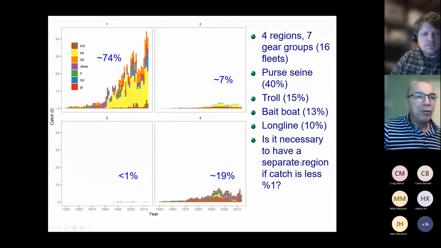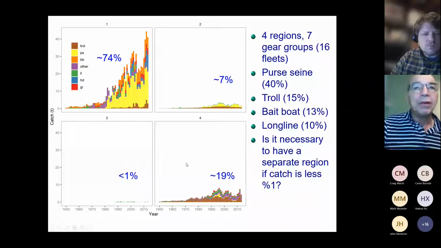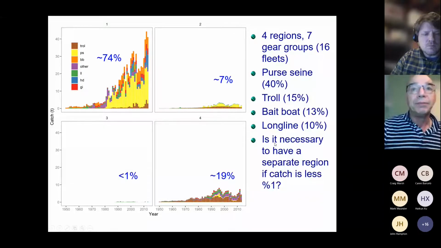We questioned what is the merit of even including area 3. We could have pooled area 3 with area 4 with really no loss of information about what we can infer from the data that are available here.